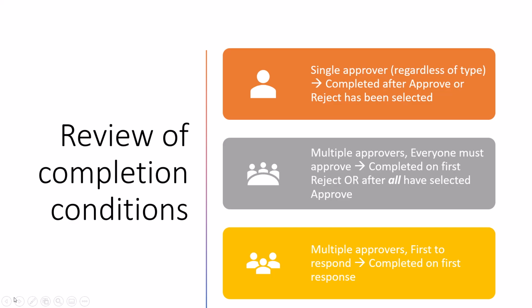Now, if you select the other choice, first to respond, it basically means whoever gets there first wins. So if it's sent to those same 5 approvers and it's set to first to respond, then whoever answers first, whatever their response is, that's it. If the first person gets it and rejects it, then it's done. It's been rejected.